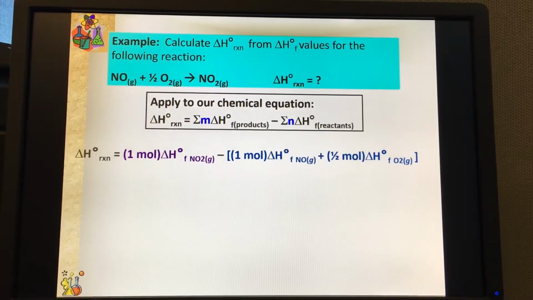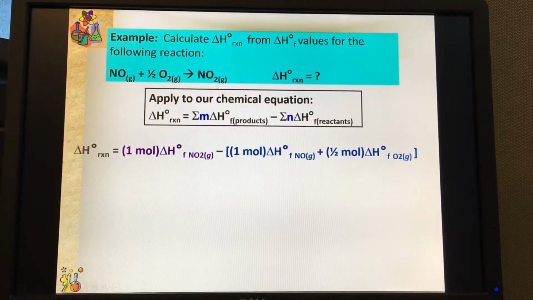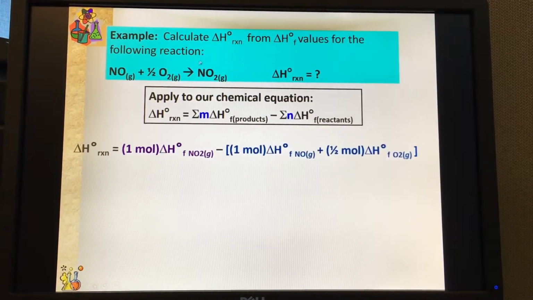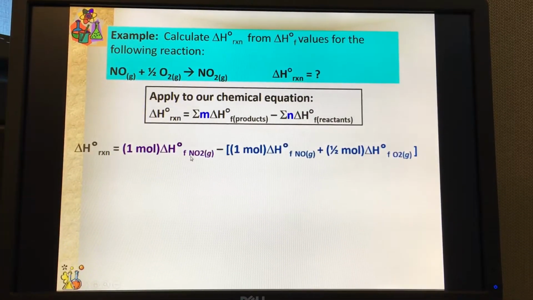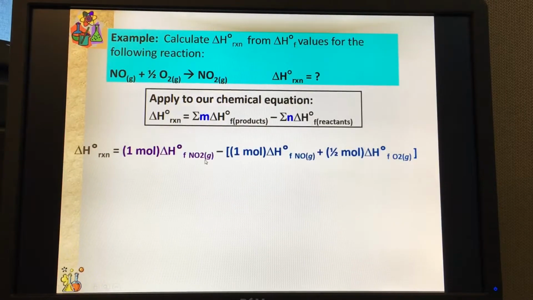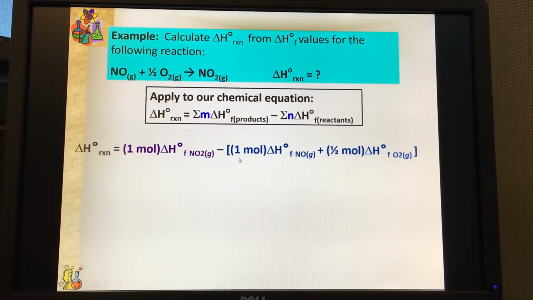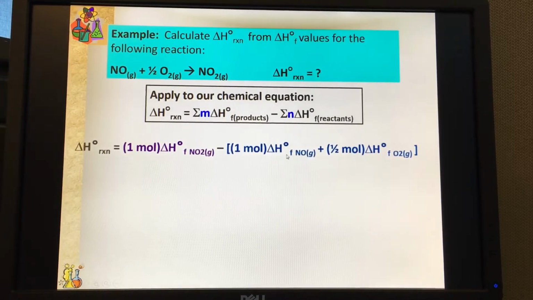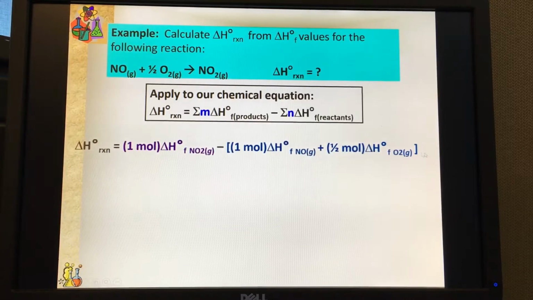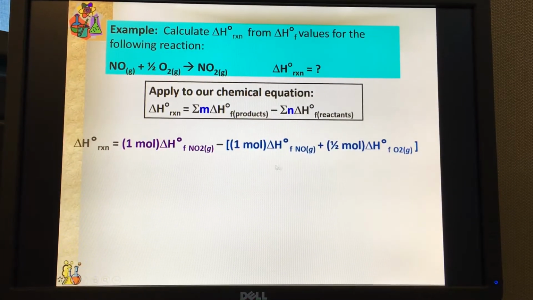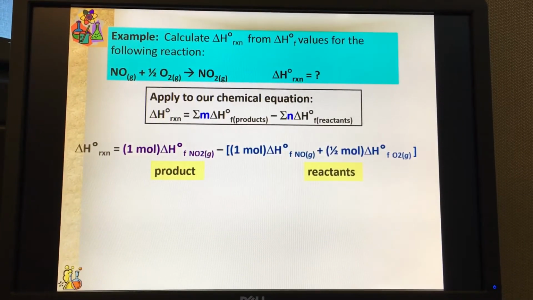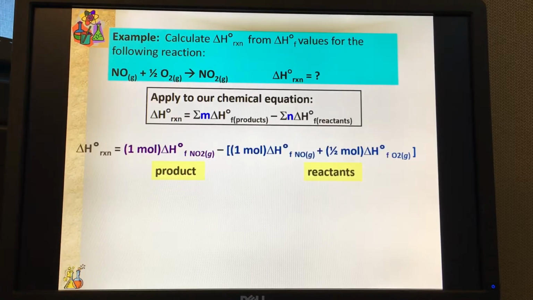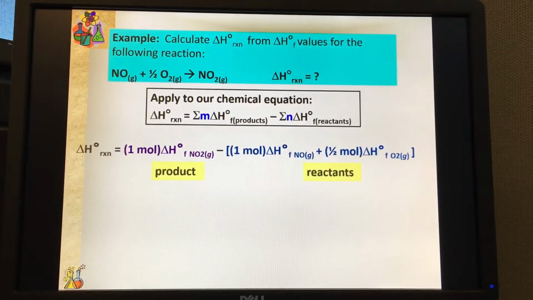Okay. So when we look at products, we only have one. We have one product right here, nitrogen dioxide. We're going to take the 1 mole, our coefficient, and multiply by the enthalpy of formation of nitrogen dioxide, which we'll look up in a table. We'll then subtract the sum of all the reactants, or 1 mole of nitrogen monoxide times its enthalpy of formation, plus half a mole of oxygen times its enthalpy of formation. So the mole amounts match our coefficients, and the enthalpies of formations we'll look up in a table. Our products always minus our reactants. Final always minus initial to find an overall enthalpy of our reaction.